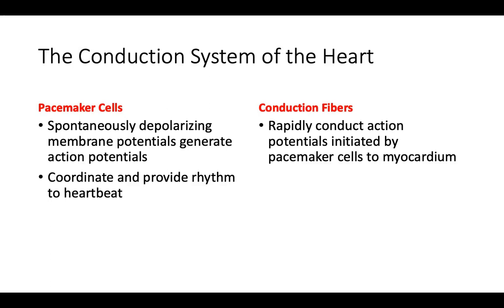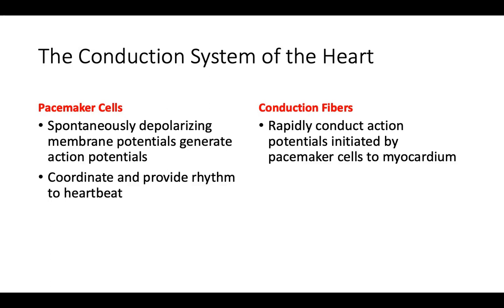So when the pacemaker cells fire an action potential, if they're firing at 70 beats per minute, that is going to be the heart rhythm, right? It's going to be 70 beats per minute because that is the rate at which electrical activity is being initiated, all right?